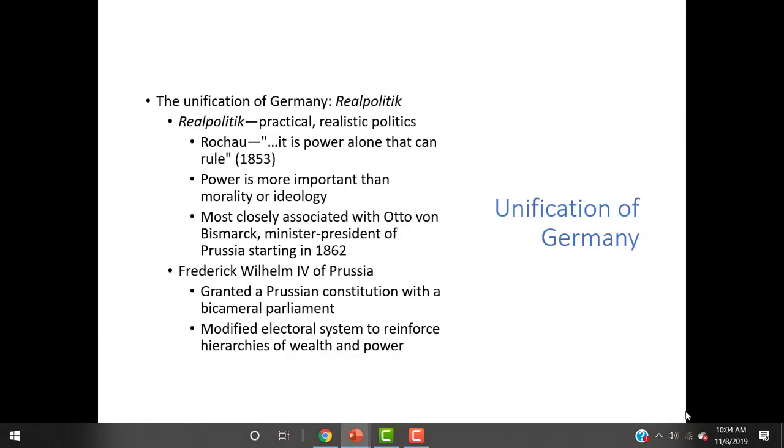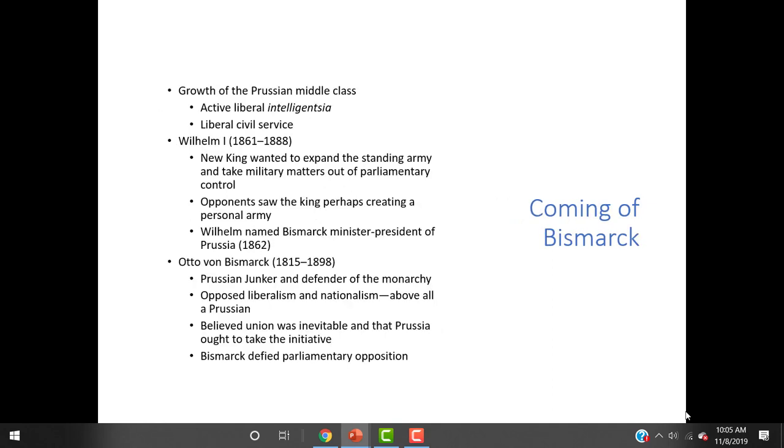So the unification of Germany was called Realpolitik. Realpolitik: practical, realistic politics. Power alone can rule, and power is more important than morality or ideology. It was closely associated with Otto von Bismarck, the minister-president of Prussia, starting in 1862. Frederick William IV of Prussia granted a conservative constitution with a bicameral parliament and a modified electoral system to reinforce hierarchies of wealth and power. In other words, you're not giving the poor people a voice.